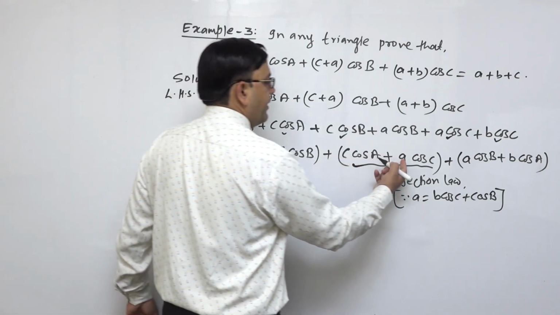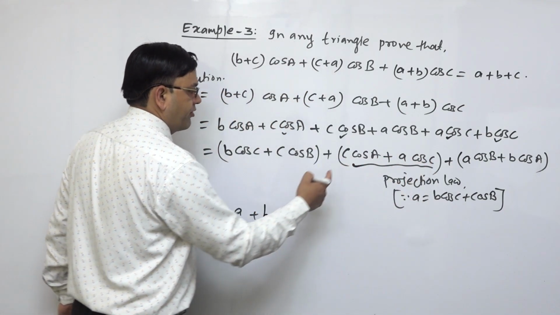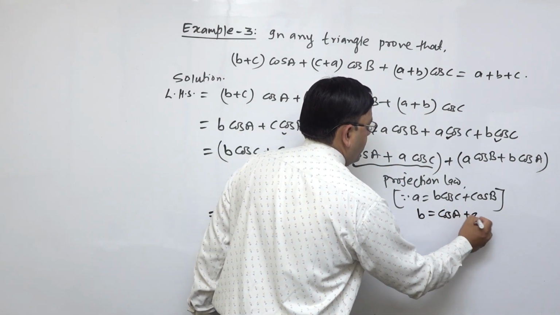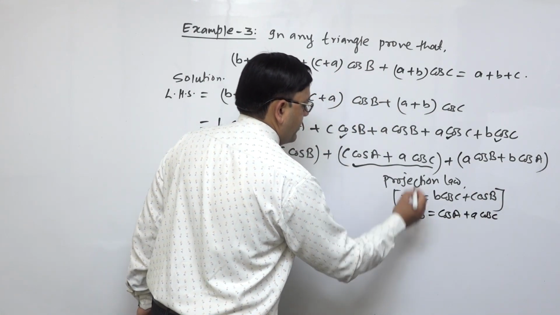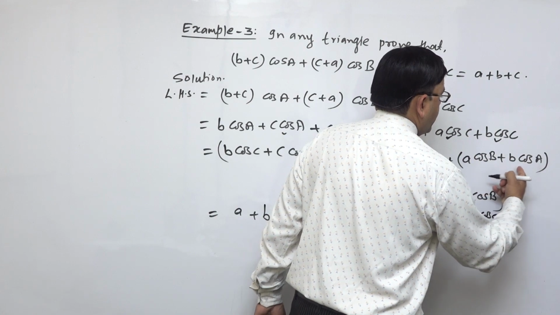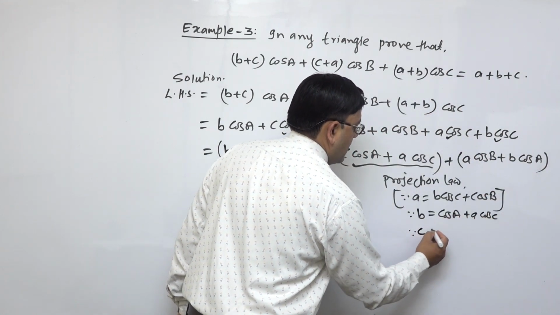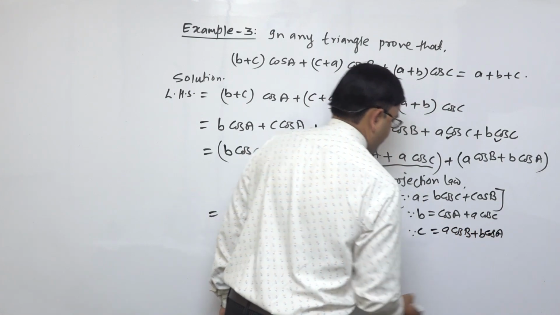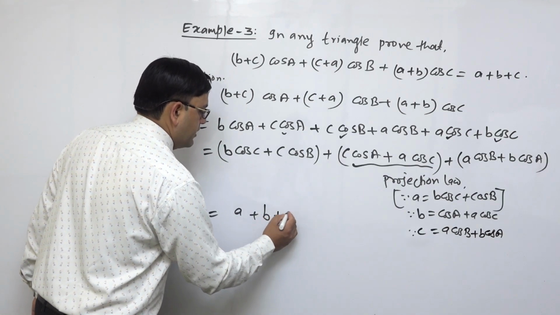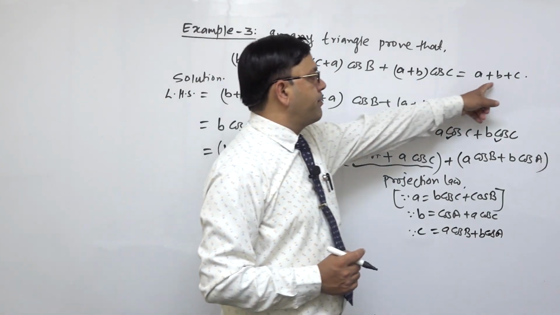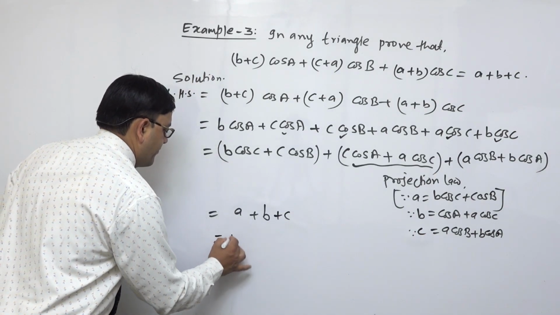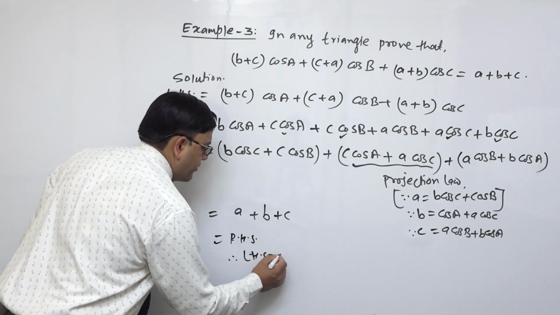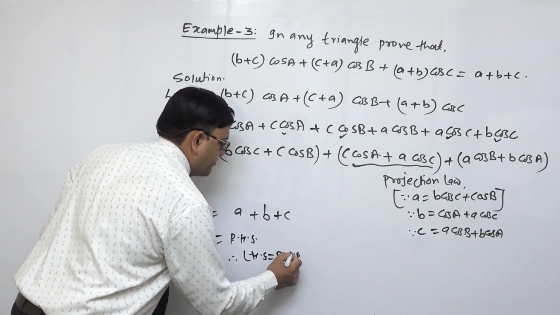By using the projection law, we know b is equal to c cos A + a cos C. Then again, a cos B + b cos A is c. So we have a + b + c, which is what we had to prove. This one is the RHS, right hand side. Therefore, left hand side is equal to right hand side. Hence proved.